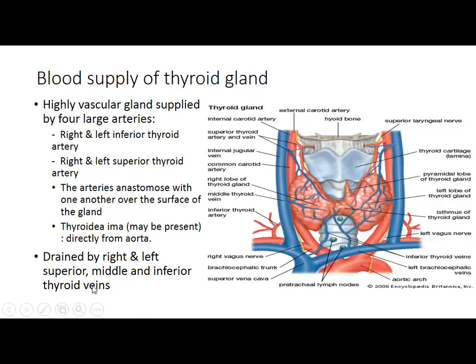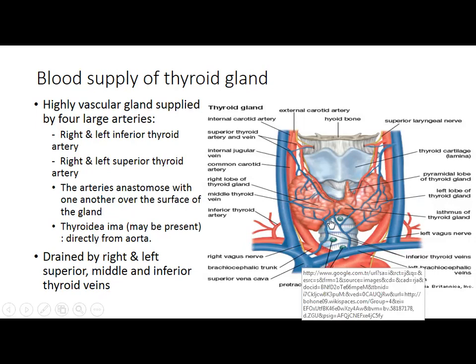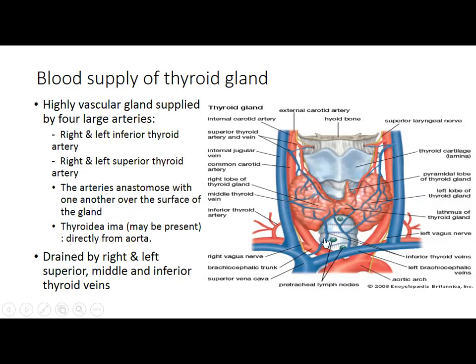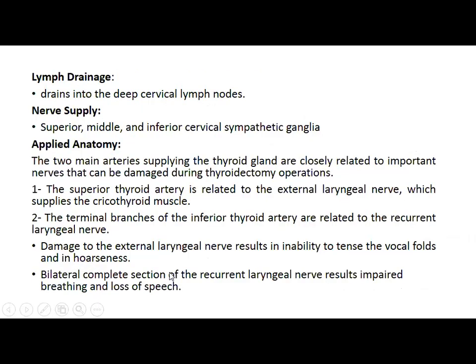Then it is drained by three veins on each side, right and left: superior, middle, and inferior thyroid vein. If you see here, there is the superior thyroid vein, then we have the inferior thyroid vein, and there is the middle thyroid vein. So superior, middle, and inferior, these are the three veins. Arteries are two, superior and inferior, but the veins will be three on each side. So it becomes 6 veins and 4 arteries.